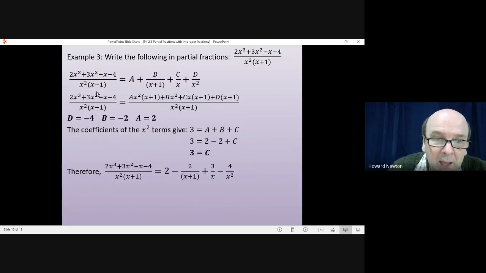Therefore, I can write this in partial fractions, putting in the numbers as 2 minus 2 over x plus 1 plus 3 over x minus 4 over x squared.